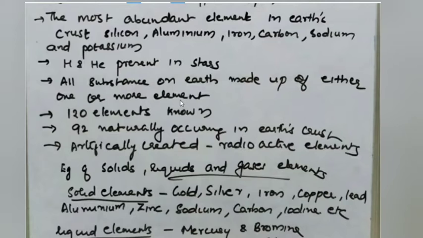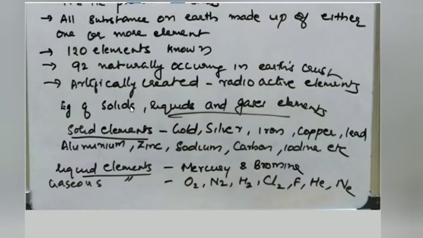I am taking the class based on your textbook, so whatever the points given in it will be given here. At present, 120 elements are known. 92 occur naturally in the earth's crust. So out of these 120 elements, 92 are present naturally. The rest are artificially created or radioactive elements. Examples include solid, liquid, and gaseous elements. So first we can talk about the solid elements. Solid elements are gold, silver, iron, copper, lead, aluminium, zinc, sodium, carbon, etc.